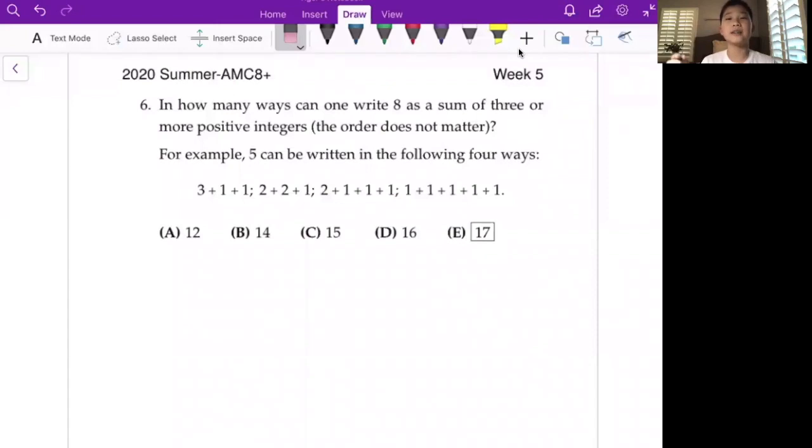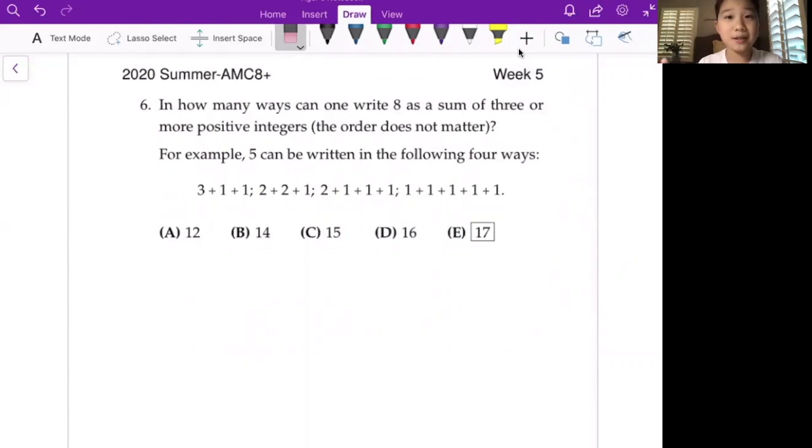Problem 6. In how many ways can one write 8 as a sum of 3 or more positive integers in which the order does not matter? For example, 5 can be written in the following 4 ways. 3 plus 1 plus 1, 2 plus 2 plus 1, 2 plus 1 plus 1 plus 1, and 1 plus 1 plus 1 plus 1 plus 1.